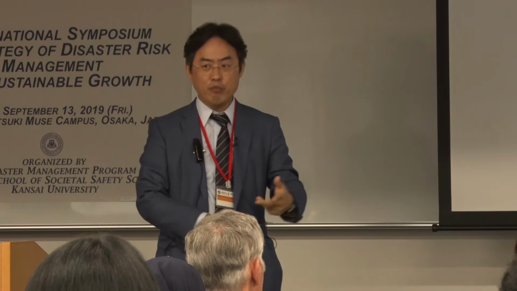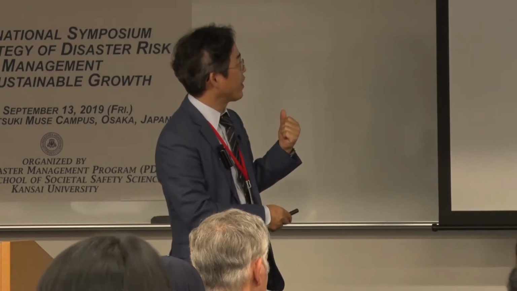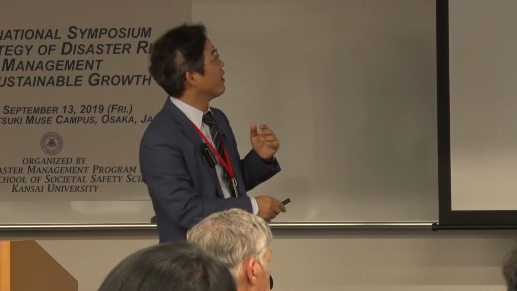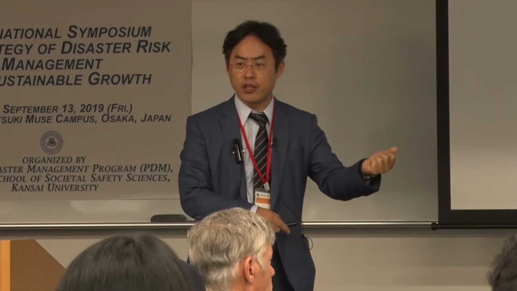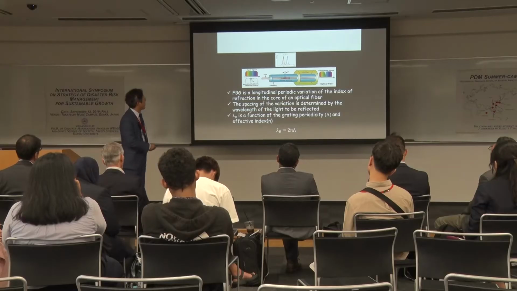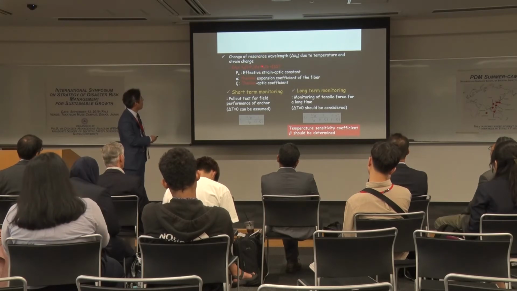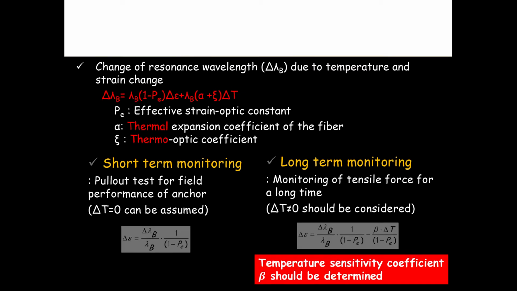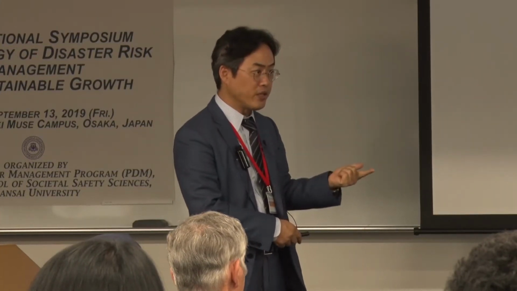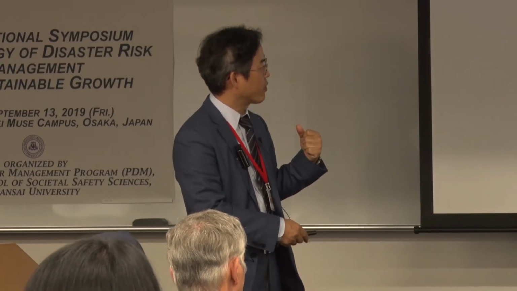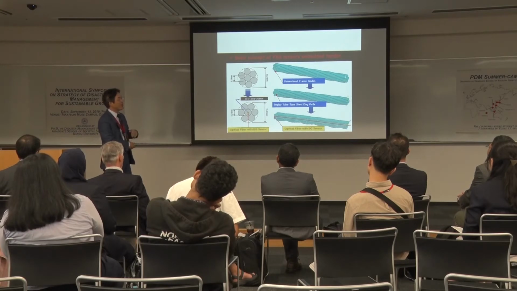Now, after the temperature and strain change, the spacing of the Bragg grating will change. This shifted spacing makes the reflected signals change. So with temperature changes or strain changes, as I said, the resonance wavelengths will change like this. By measuring the shift of the wavelengths, sometimes we can measure the strains, and sometimes we can measure the temperature changes. This is the basic concept of the FBG sensor embedded tendon that I developed.